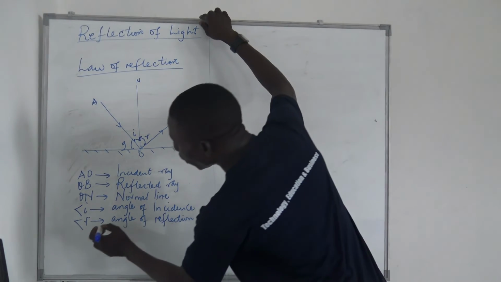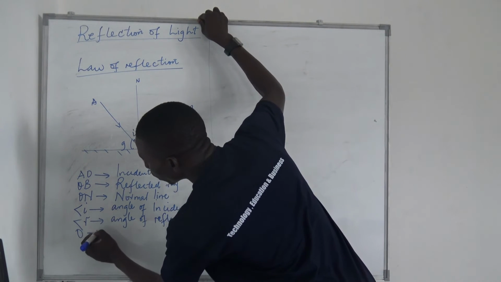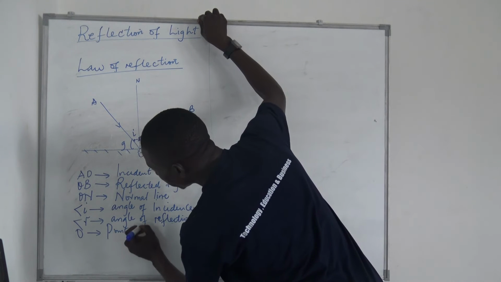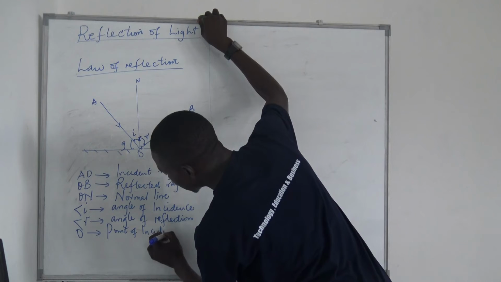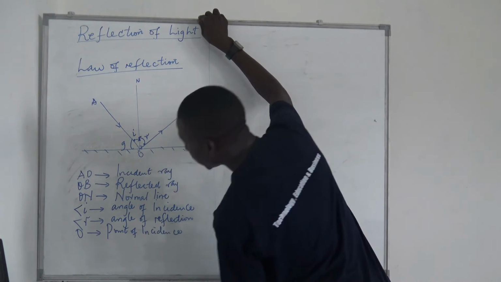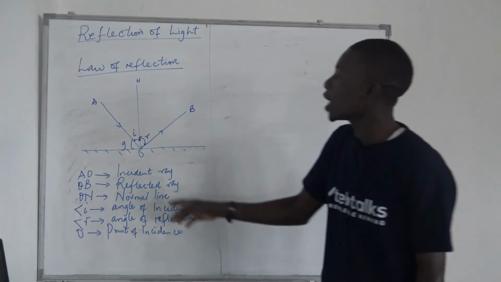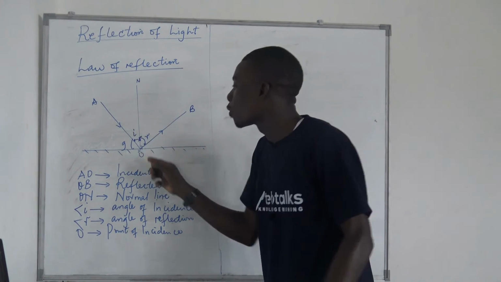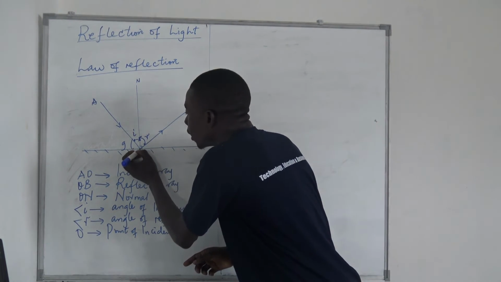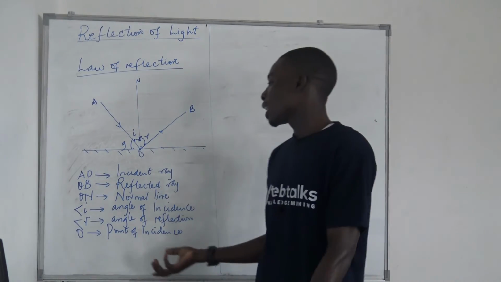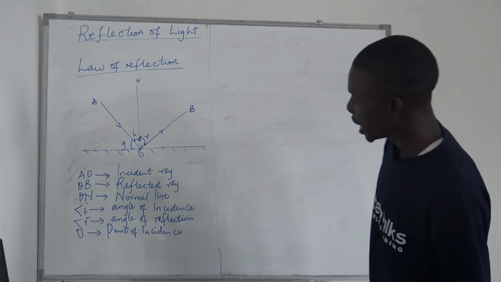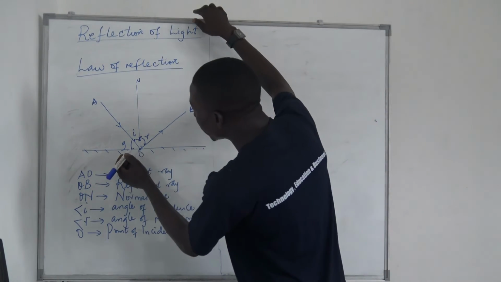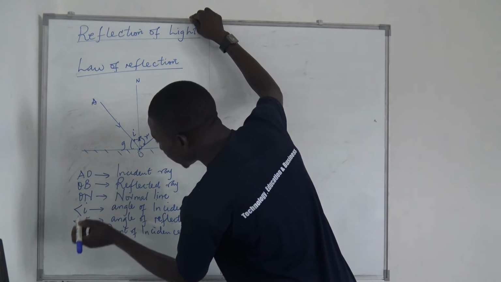And then the point O is what we are calling point of incidence. The point of incidence is where the incident ray, the normal and the reflected ray all meet at a single point. We are representing it with the letter O, and that's what we're calling point of incidence. Is that okay? And then maybe we can also add another thing here.